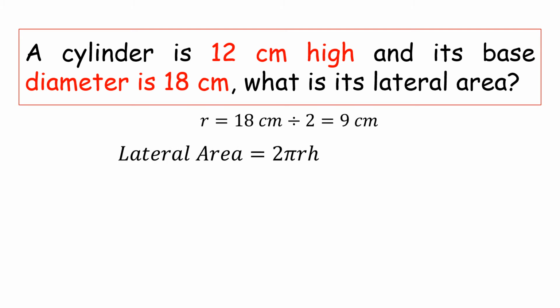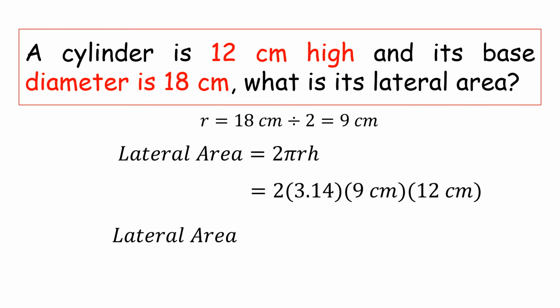Since we have the radius already, we are going to use the formula for the lateral area, which is equal to 2 pi r h. Substituting all the values that we have, h is equal to 12 centimeters, the radius is 9 centimeters, and the value for pi is 3.14. Multiplying everything, we will be getting 678.24 square centimeters.